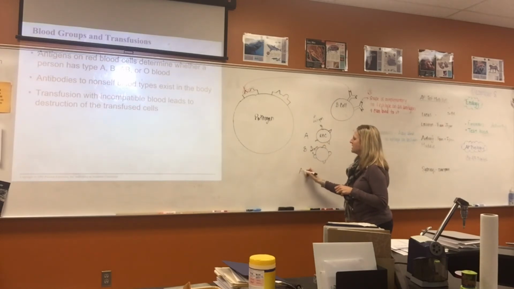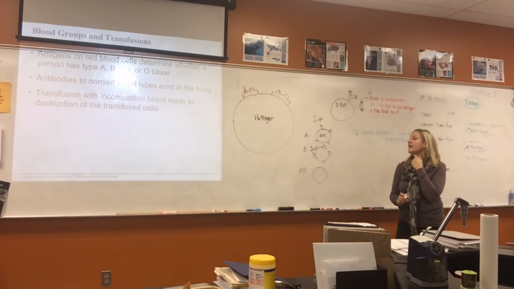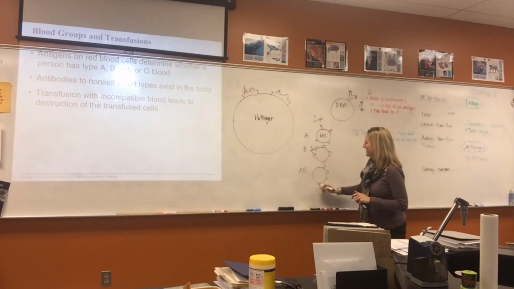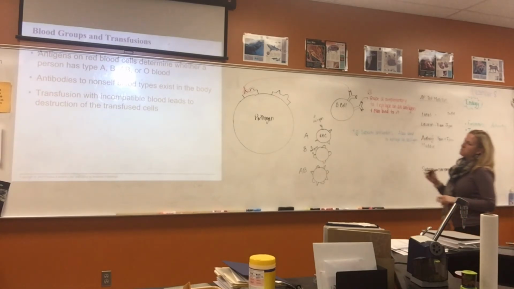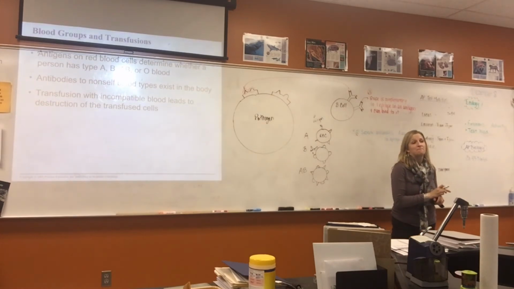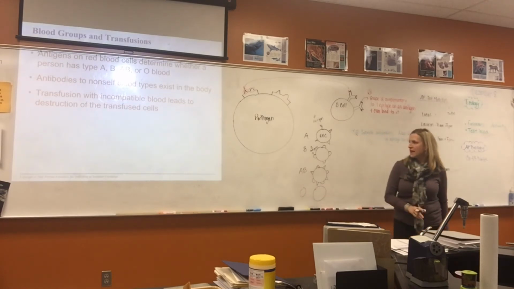People with AB blood, anybody know, any hypothesis, what they have? Both. Okay, both. So they have both A and B antigens, and type O blood people, they have neither. So they have neither A nor B antigens.